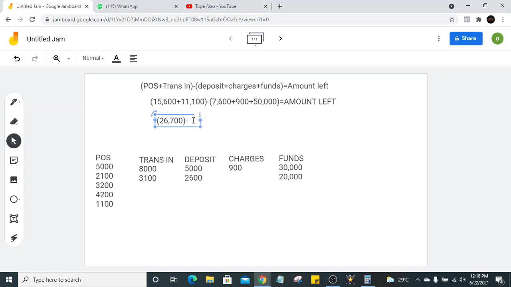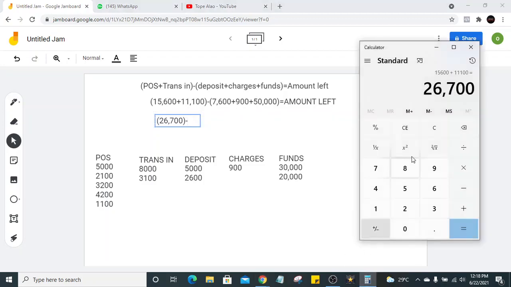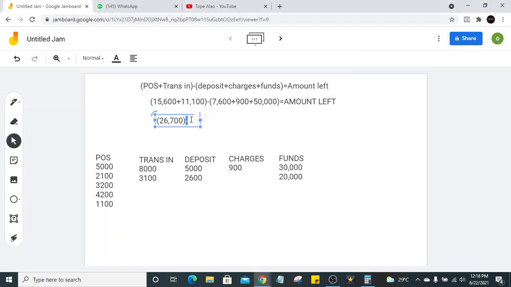So you put the minus. Then let's add the second bracket together, 900 plus 50,000 equals 58,500. Let's put another bracket, 58,500. So let's put our equal to back. So that will be equal to amount left.